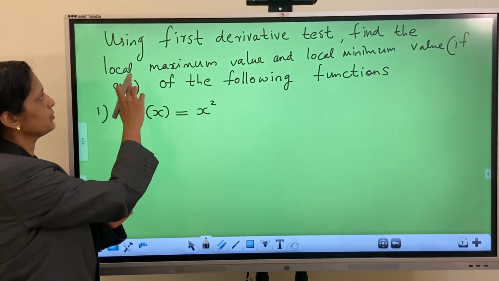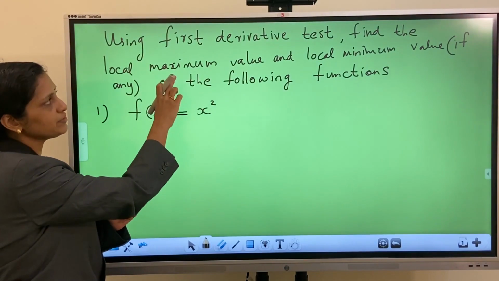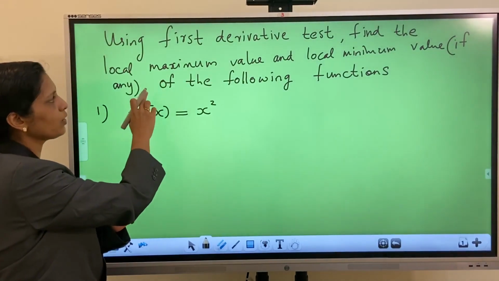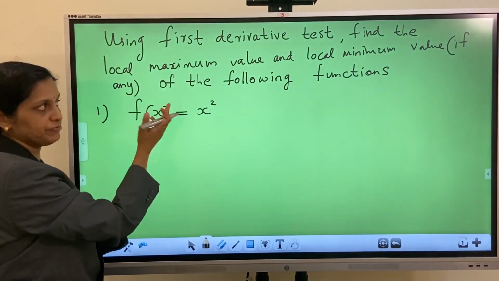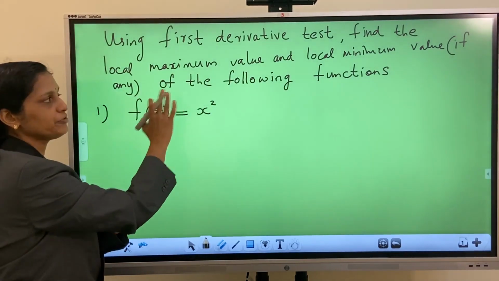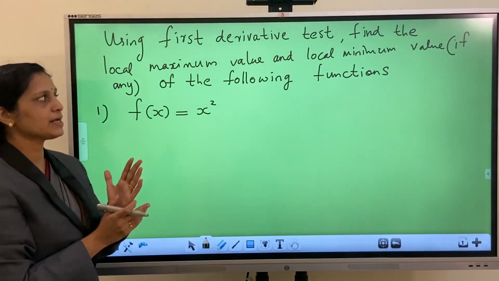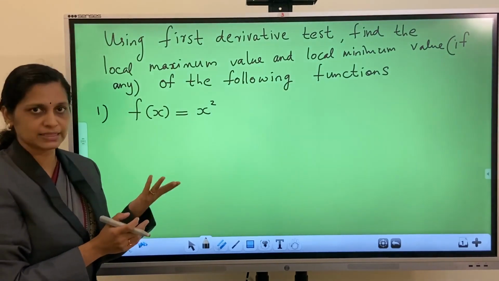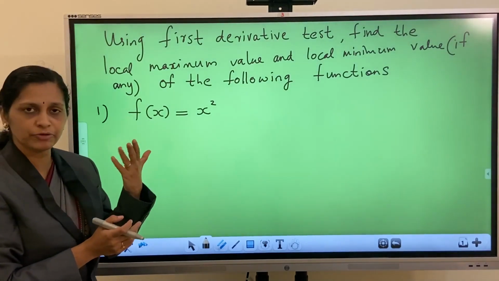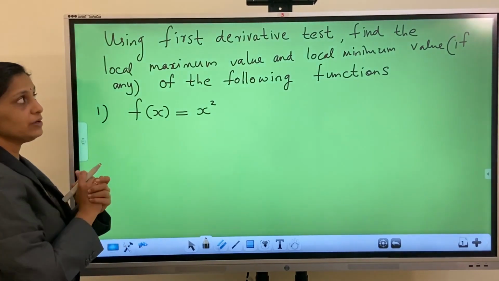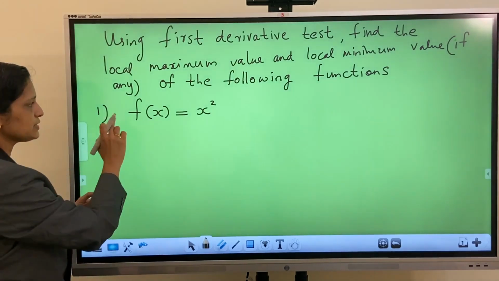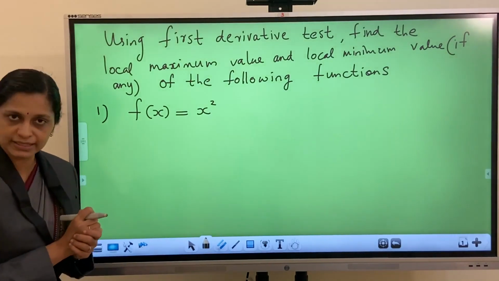The question is, you have to write down this. Using first derivative test, find the local maximum value and local minimum value, if they exist, of the following functions. Local maximum value is the same as local maxima, and local minimum value is another form of local minimum. First question: f of x is equal to x square.